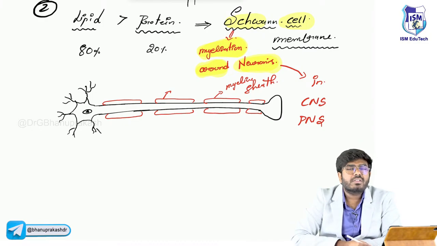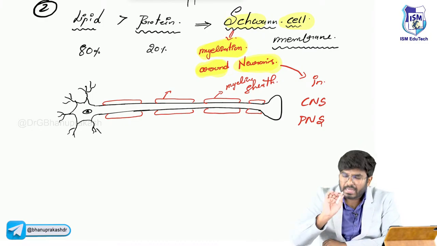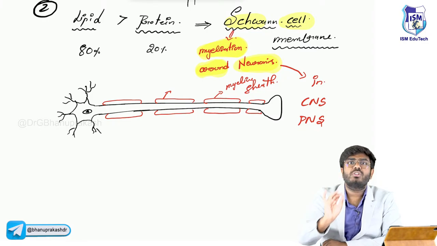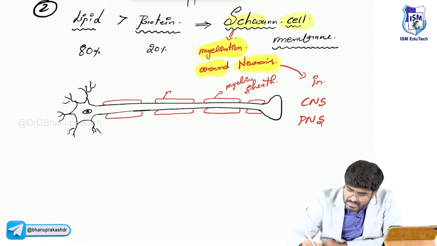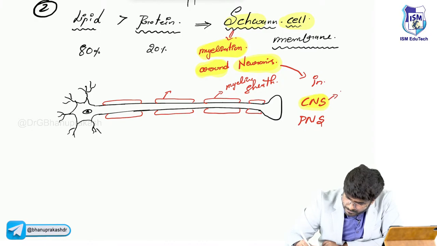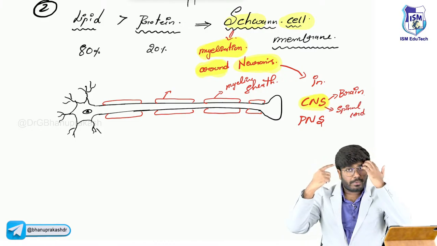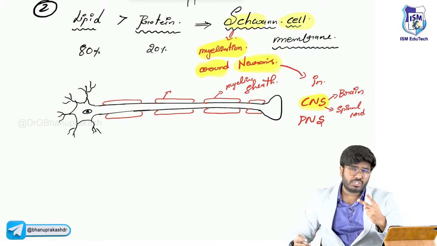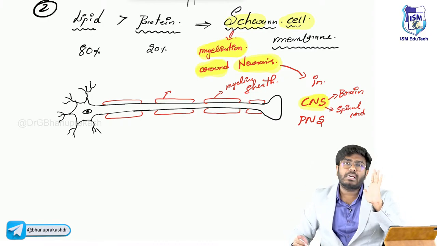Sir, what is the central nervous system? What is the peripheral nervous system? It's simple. In first year, you should know these basic things. What is the central nervous system? Central nervous system means brain and spinal cord. These two structures together are called the central nervous system.